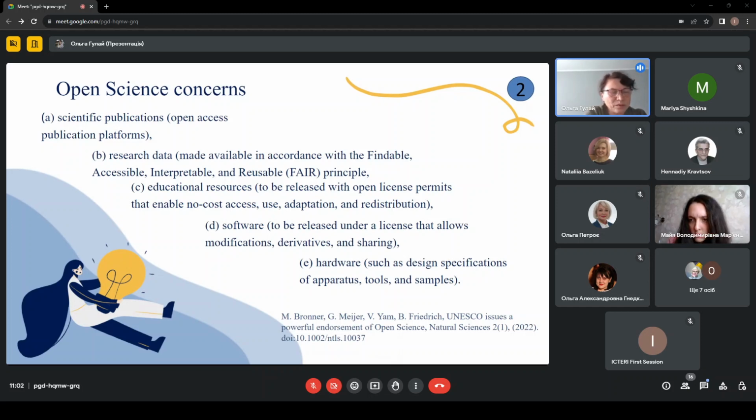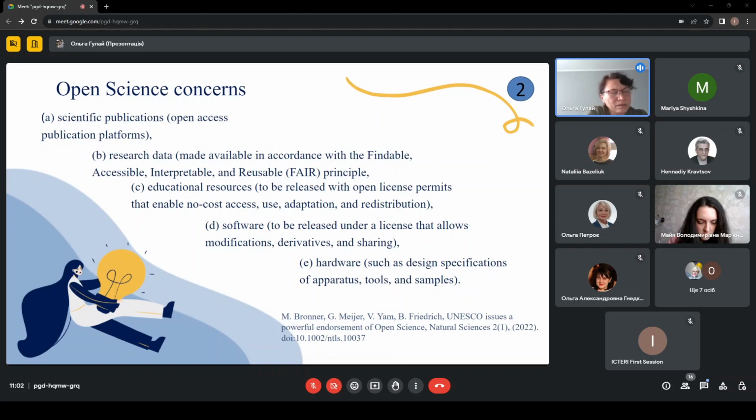A. Scientific publication, open access publication platforms. B. Research data made available in accordance with the findable, accessible, interpretable, and reusable FAIR principles. C. Educational resources to be realized with open license permits that enable no-cost access, use, adaptation, and redistribution. D. Software to be released under a license that allows modification, derivatives, and sharing. And even e-hardware, such as design specifications of apparatus, tools, and samples.